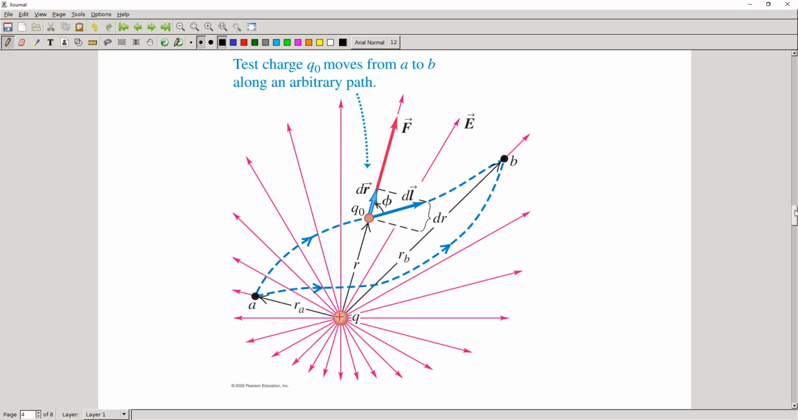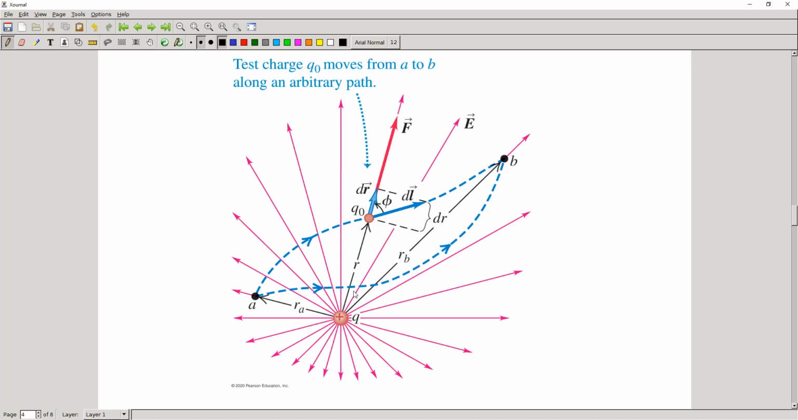So we have some initial point A where our test charge was, and it's sitting in the electric field of our charge Q here. And then our test charge can be moved through whatever path we want. We can look at this path here. It can be moved to point B, or it can be moved over this path here to point B, right? And so we started off with some RA here, and in the end we end up with some RB.